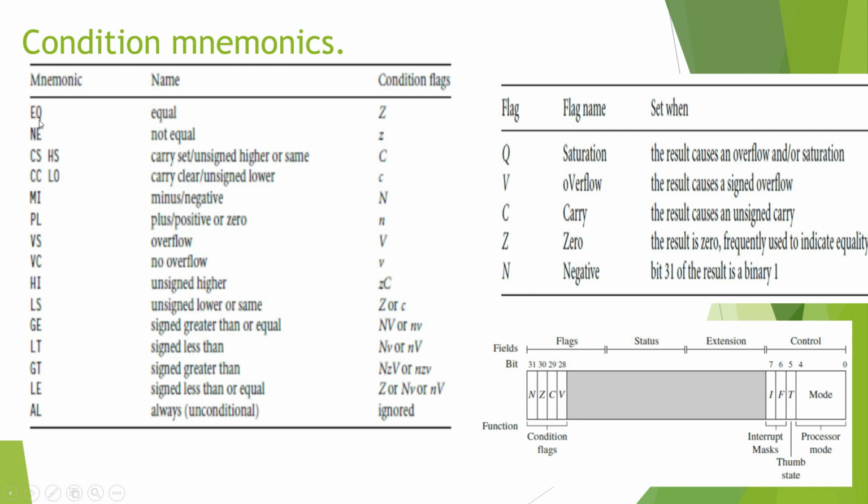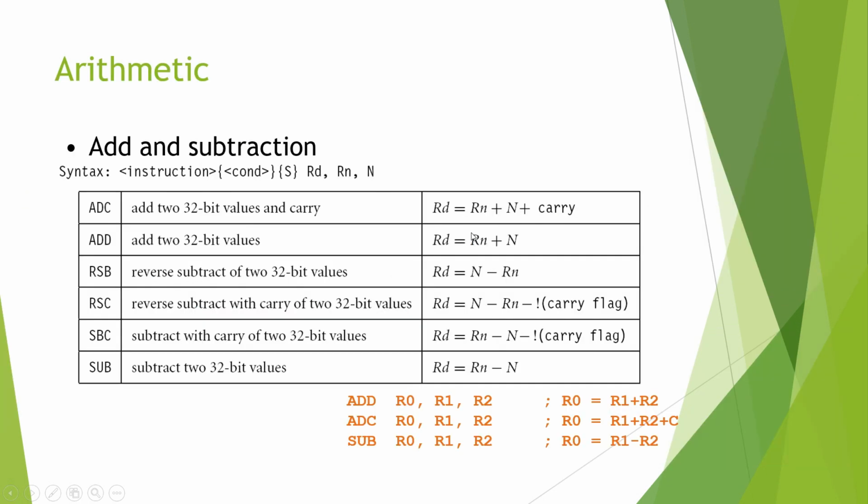Say for example, the mnemonic EQ. This condition mnemonic executes only when the Z flag is set. NE, that is not equal, is going to execute if the Z flag is clear. So the capital letters indicate the values are to be set, and the lowercase letters indicate that the values are to be cleared.